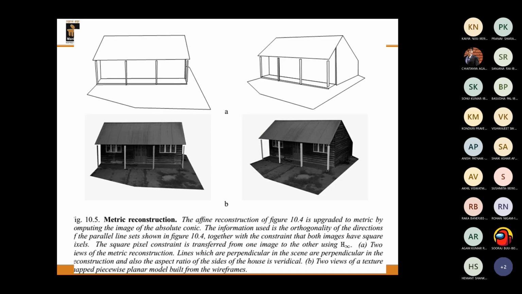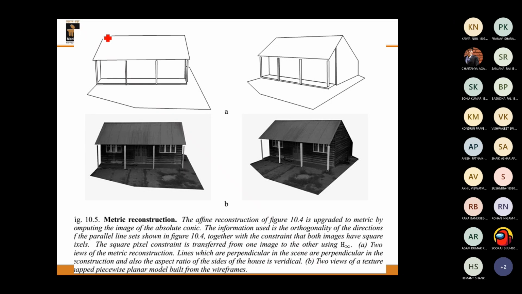Okay, so this image gives a representation of how the metric reconstruction looks. If you remember in the previous case, we saw that in the projective space, the parallelism of the lines, the angles, lengths, etc. were not preserved. So on applying constraints with respect to length and angles, right? We're not directly doing that.